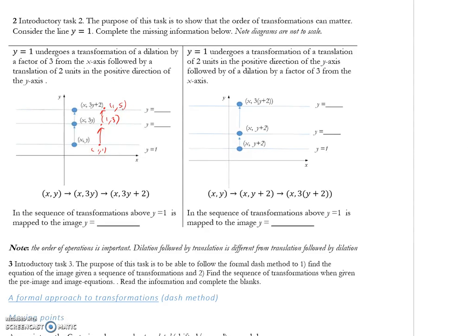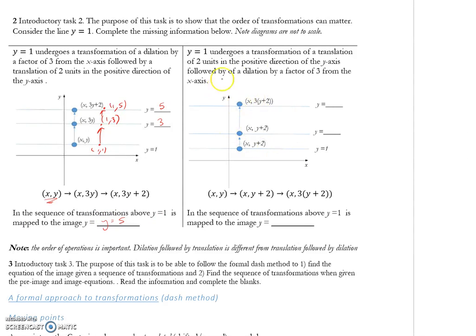Okay, so what's happened is every single xy coordinate, x stays the same, but y has been multiplied by 3 first, and then you add 2. So this line y equals 1 becomes y equals 3, and then y equals 5 with those transformations. And so you look at it symbolically as, okay, first I've multiplied every single y coordinate by 3, and then after I've done that, I've added 2. So in this sequence of transformations, y equals 1 is mapped to the image y equals 5.